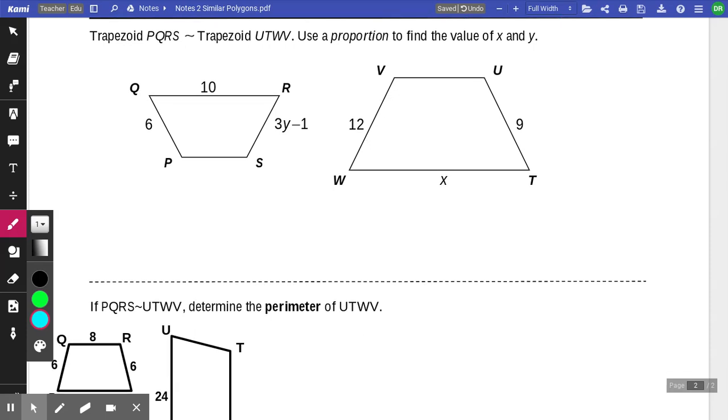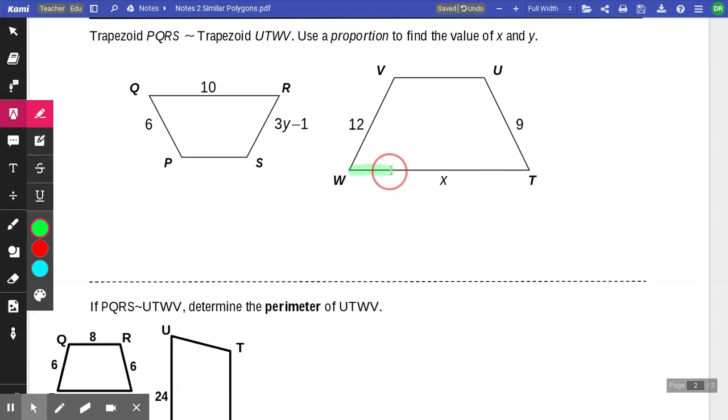So in this case, we have two trapezoids. We're told from the beginning that they're similar to each other. And so because they're similar, we know right away that the sides are proportional. Okay, so looking at our sides, we are going to solve for x here. And we see x is over here on the bottom side of this larger figure. So I'm going to highlight this side in green. And what we need to figure out is which side in the other trapezoid corresponds to x.